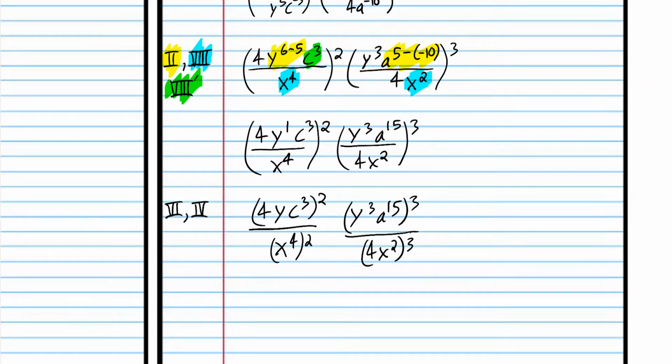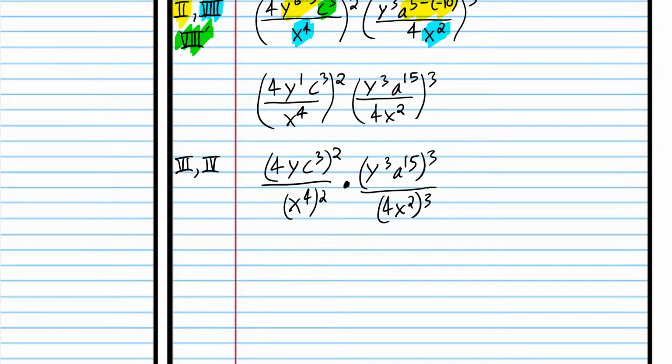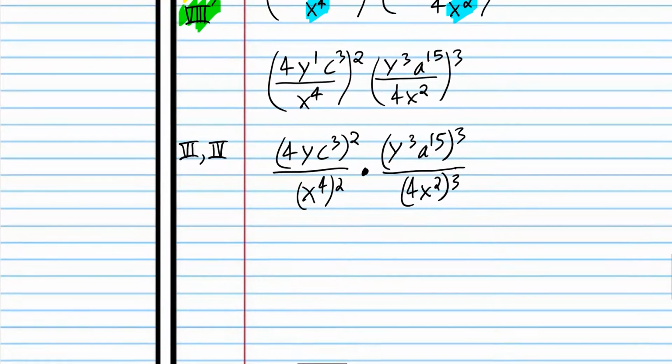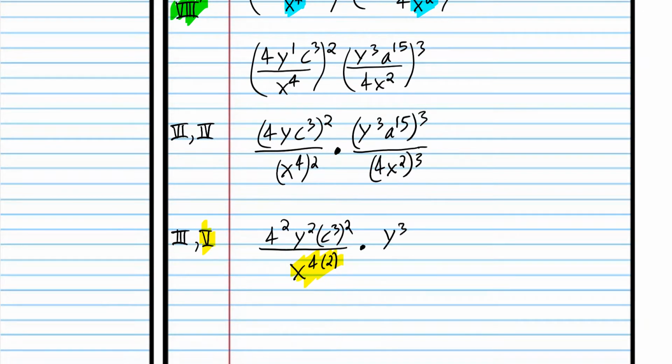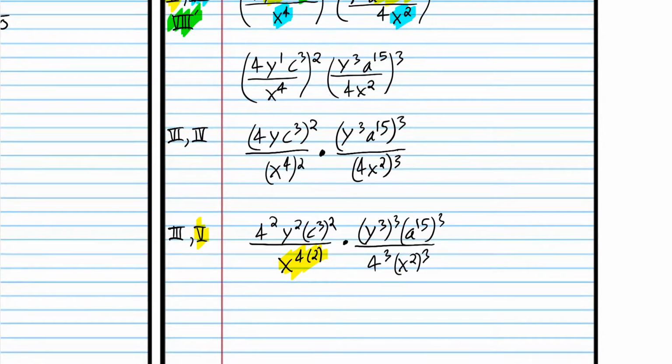Okay, so you know, if you want to, you can put a dot in between here showing that we're multiplying. You don't really have to, but if that helps, you can do that. Now we're going to use rule number 3, and I can see we're going to use rule number 5 also. So we have 4 to the second, y to the second, c cubed to the second. And here we're going to use rule number 5. When you raise a power to another power, you multiply the exponents. You know, y cubed to the third, a to the 15th, raised to the third, all over 4 cubed, x squared cubed. So rule number 3 was all this stuff here.